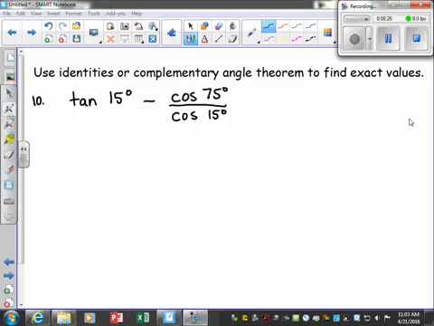Alright, tangent of 15 degrees minus cosine of 75 divided by cosine of 15. Now, we have identities or angle theorems to work with. The more complex side to work with looks a little bit more complicated, but we have more options to work with there. Tangent of theta, we're going to leave this one alone in this case and see if we can get this side to simplify in some way to match tangent. So tangent of 15 degrees, let's just leave that alone.